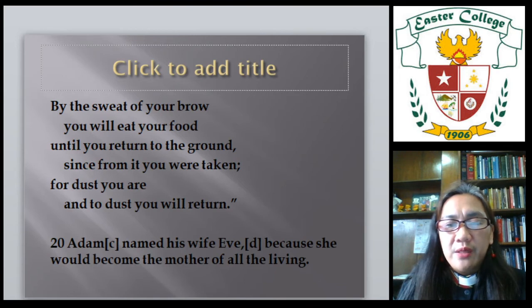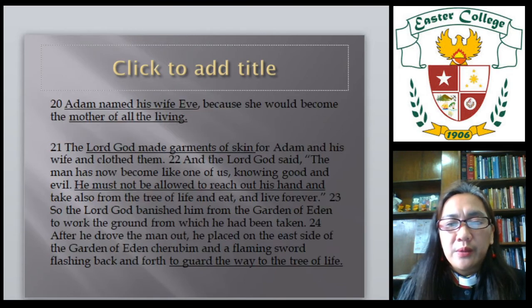Adam named his wife Eve, because she would become the mother of all the living. The Lord God made garments of skin for Adam and his wife and clothed them.